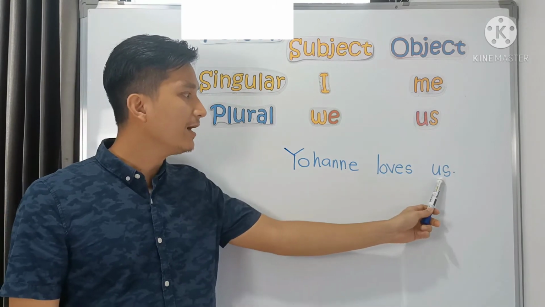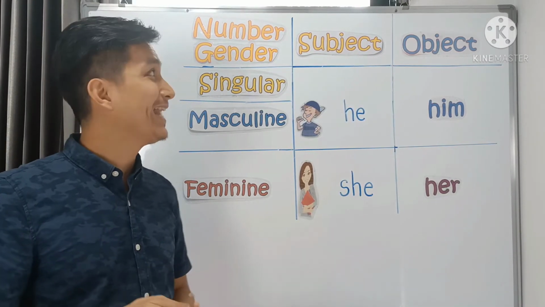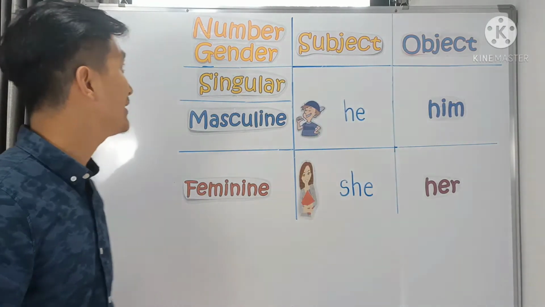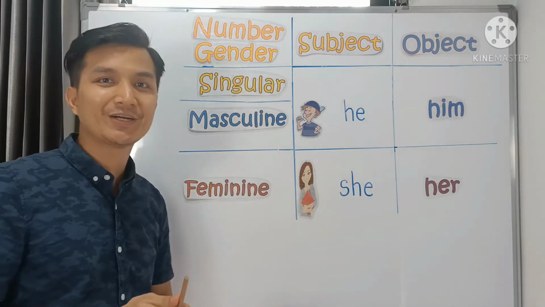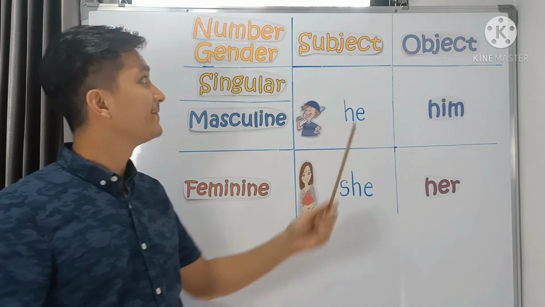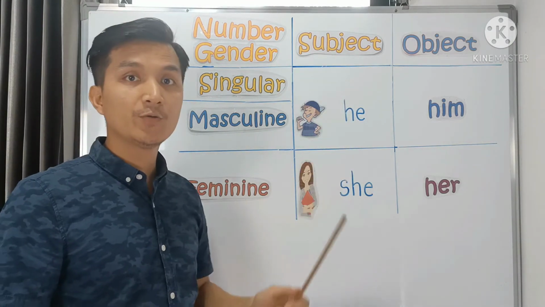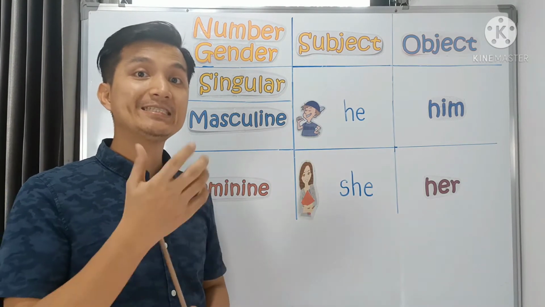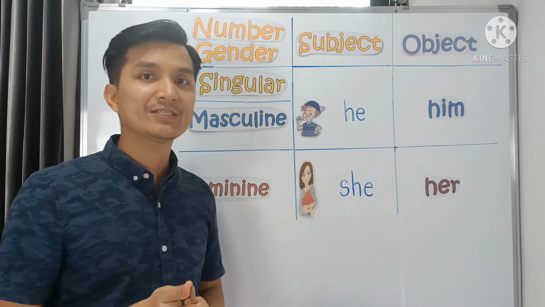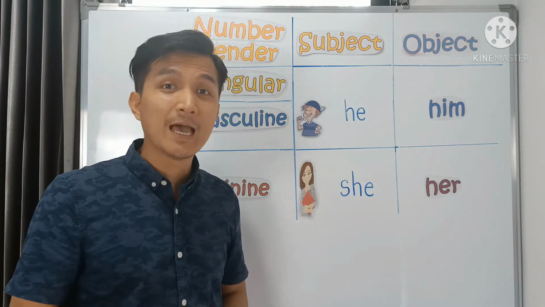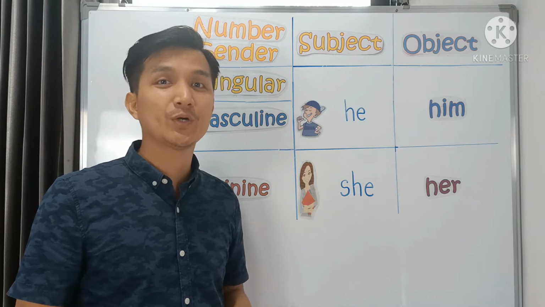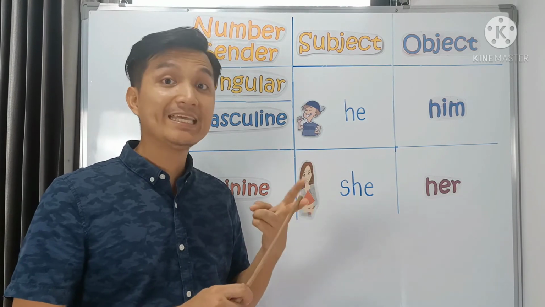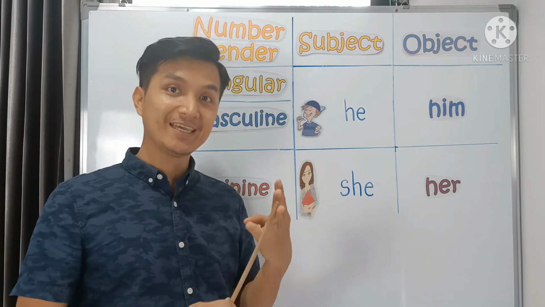Johan loves us. Alright, students, now that we understand what subjective and objective pronouns are, let's talk about the number and gender. And by the way, a subjective pronoun is the one who's doing the action. And an objective pronoun is the one affected by the action. Actions are verbs, but not all verbs are action words. Sometimes it is a state verb, linking verb, or verb to be.